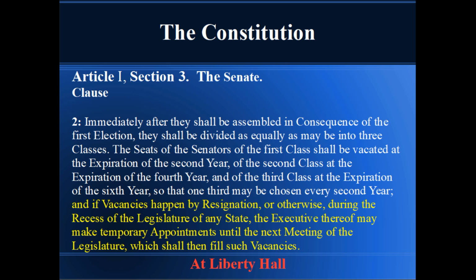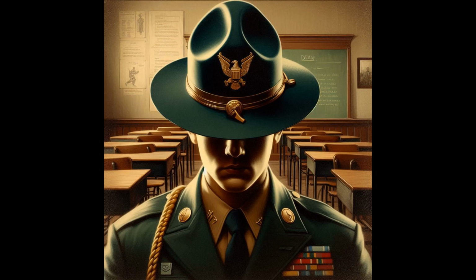And if vacancies happen by resignation, or otherwise, during the recess of the legislature of any state, the executive thereof may make temporary appointments until the next meeting of the legislature, which shall then fill such vacancies. The portion in yellow was changed by the 17th Amendment. 2. Senators will be divided into 3 classes, with 1 class up for election every 2 years. If a vacancy occurs during recess, the state executive can appoint a temporary replacement until the legislature meets.